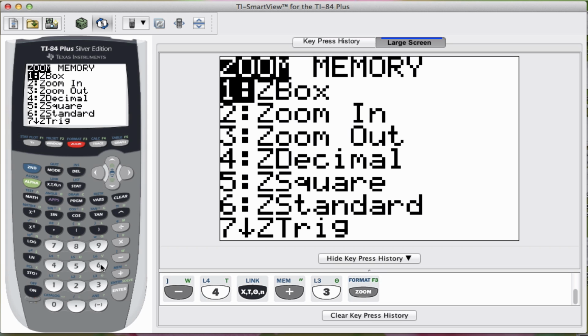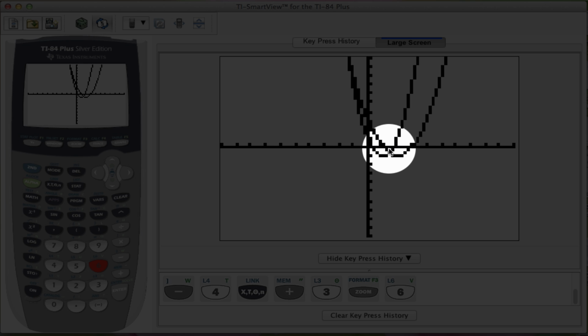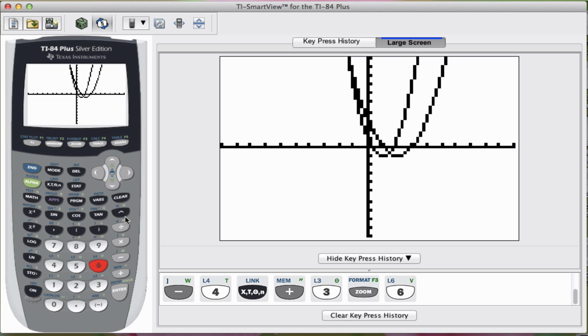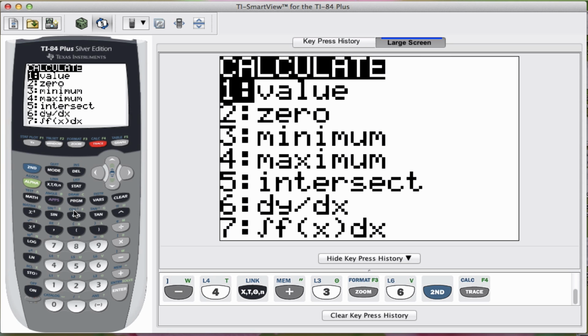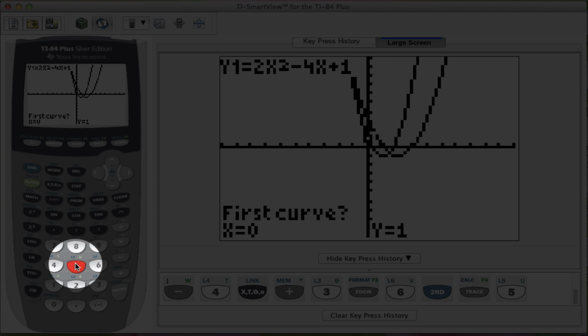So I'm pressing zoom 6, and I know that these should both be parabolas. There's our first one, and there's our second one. So it definitely looks to me like it intersects in two places, one over here and one somewhere over here. I'm not quite sure where, and that's okay. So I'm going to press second, trace, and that gets me to my calculate menu. And remember, we want option 5, which is intersect. So I'm going to type in 5.